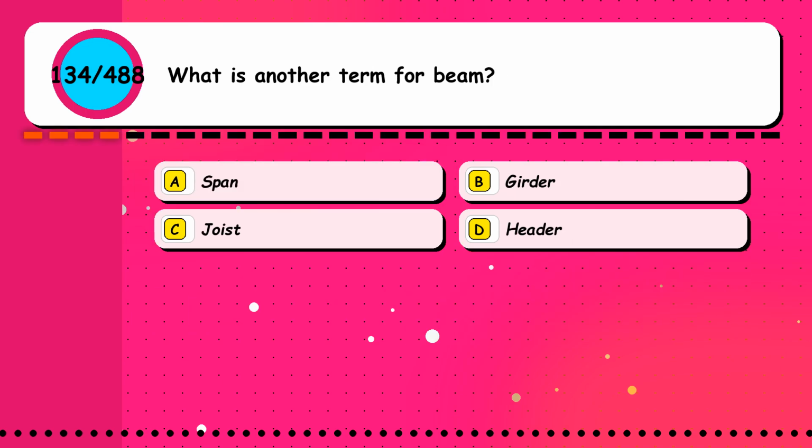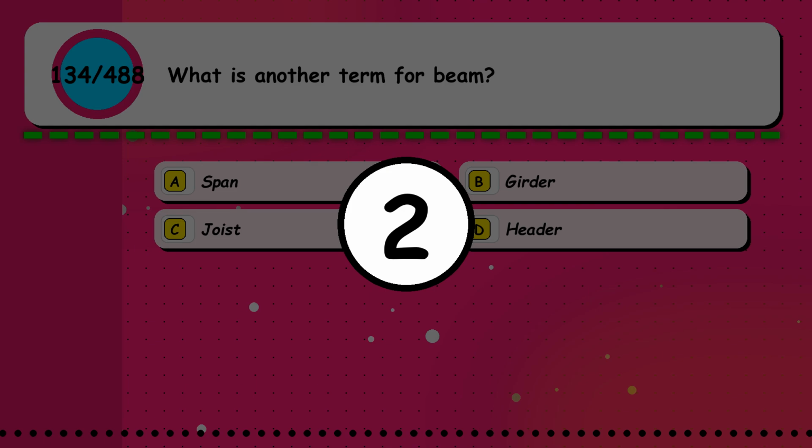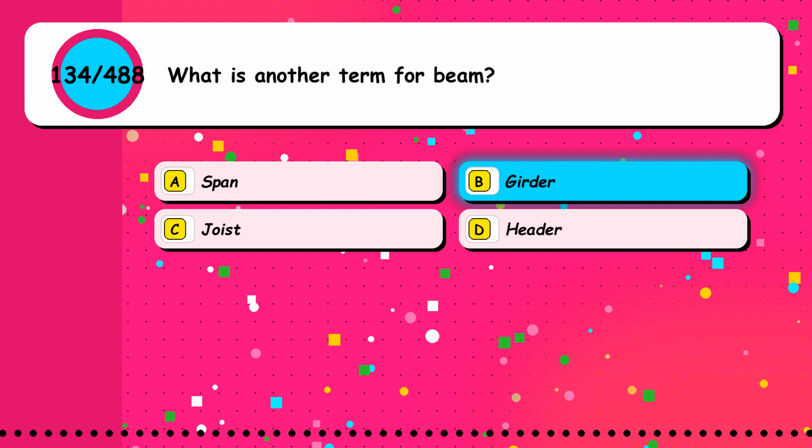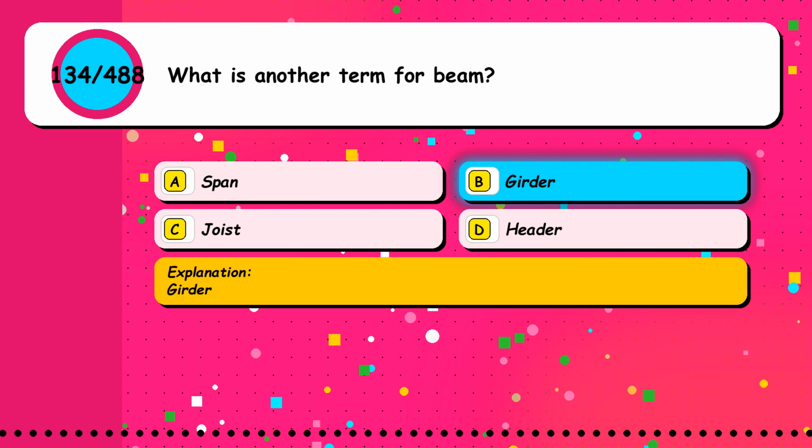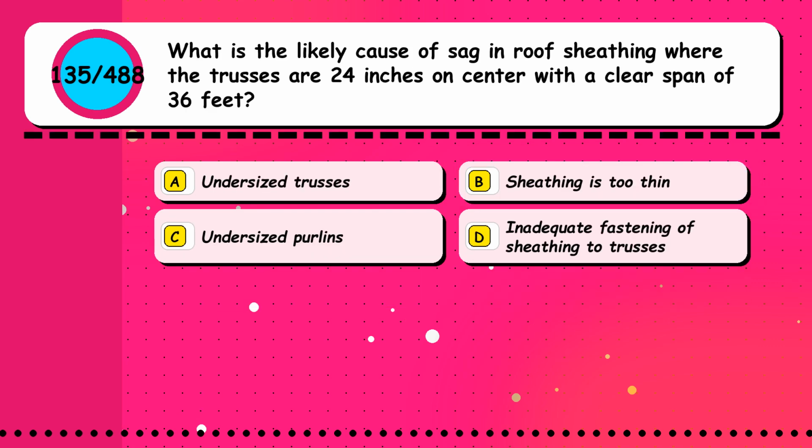Question 134. What is another term for beam? Option A. Span. Option B. Girder. Option C. Joist. Option D. Header. The correct answer is option B. Girder.